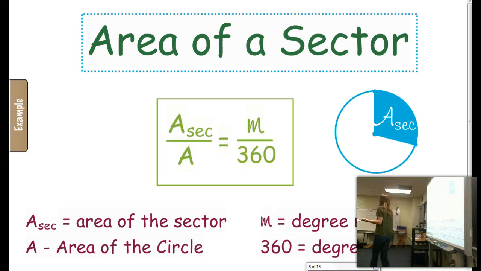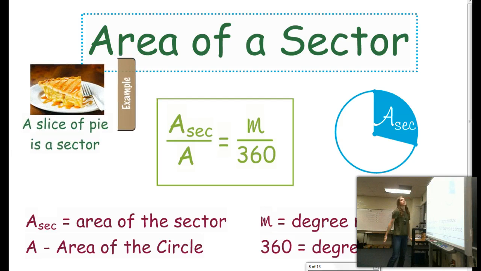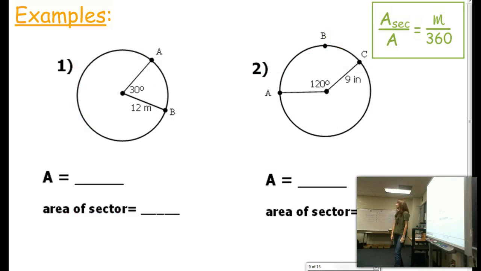So, A sec means what? A sec means the area of the sector. Area of the slice of pie. Area of the piece of pizza. Slice of cake. Anything that you take out that's round. To be able to find the area of the sector, you're going to have to find the area of the circle every single time. So pi r squared every single time.